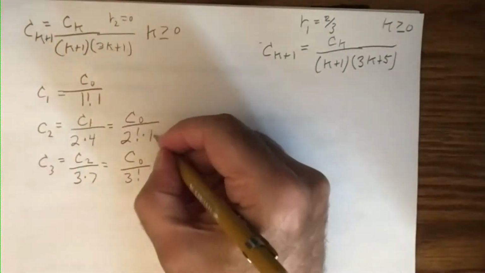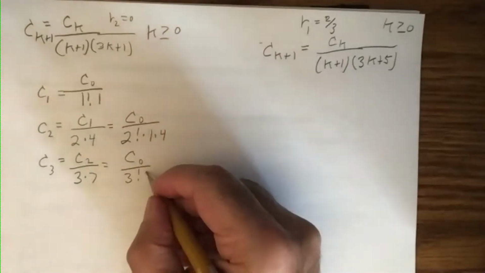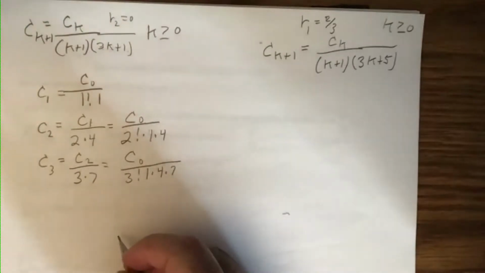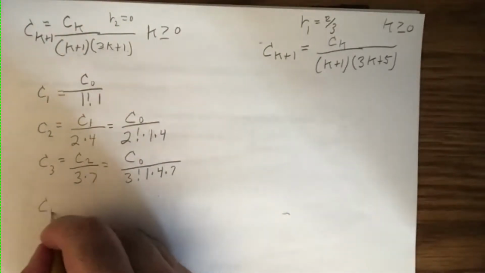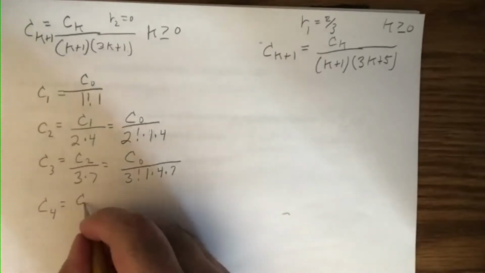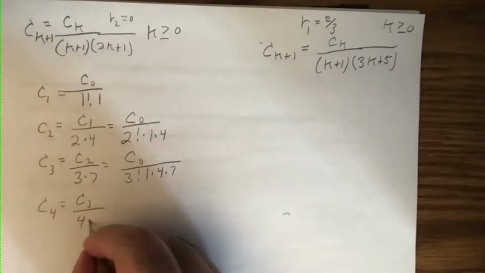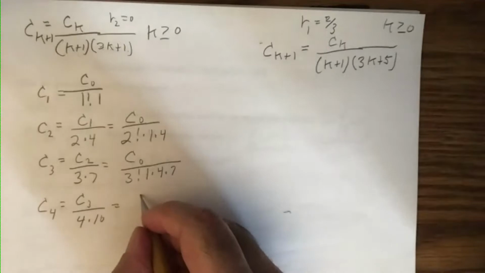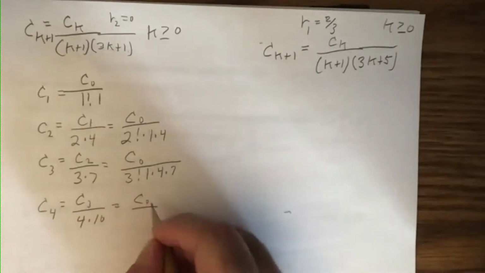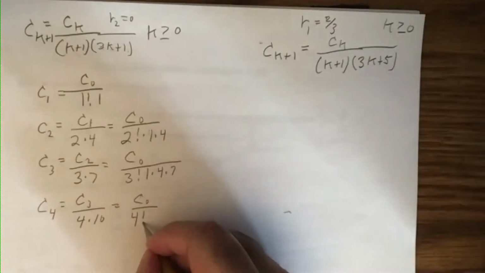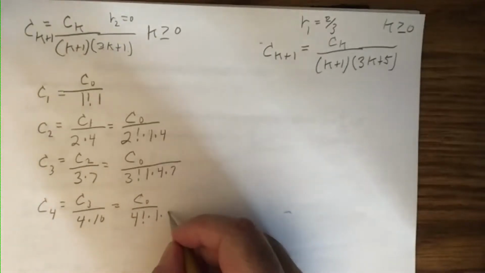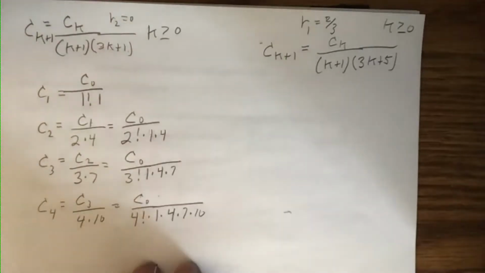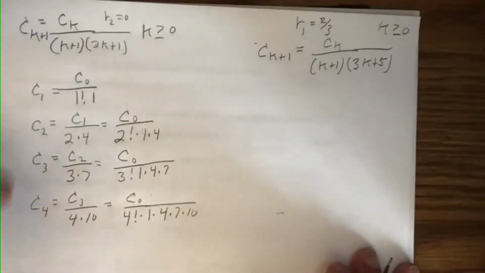Write this as 1 times 4. And then this is going to be 1 times 4 times 7. Right? I don't want to multiply it out. And then C4, I'll just do one more. C4 is going to be C3, and then this is going to be 4 times 10, right? It's going to be 4 times 10. And so this is going to be C0, right? And then this is going to be 4 factorial, and then 1 times 4 times 7 times 10. Okay. So I got my C1, 2, 3, and 4.